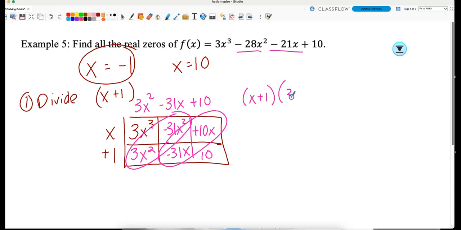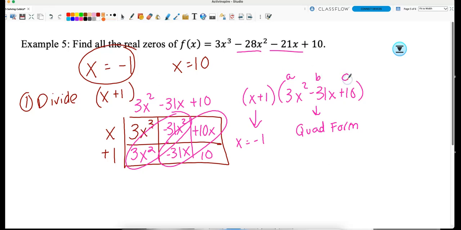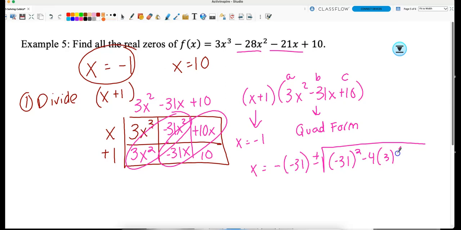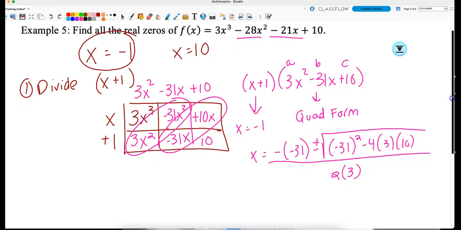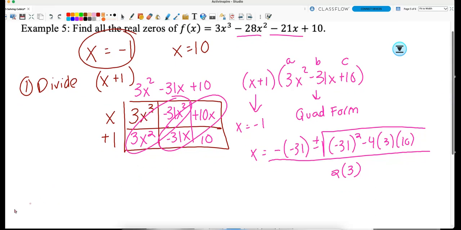So if I were to write this in factored form, I already know this answer is a -1. I need to do the quadratic formula to solve this quadratic to find my final two answers. Okay? So my A value, my B value, my C value. So x equals negative b plus or minus square root b squared minus 4ac divided by 2a. Okay? I'm going to give you all a second to type that in. I'm going to press pause and do that myself.